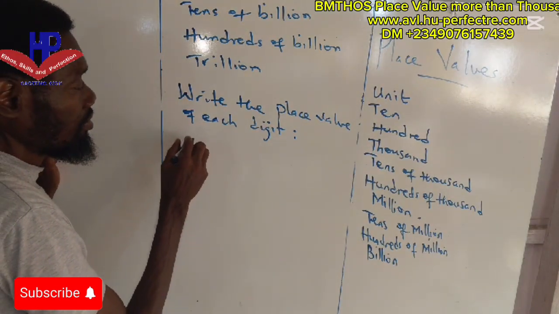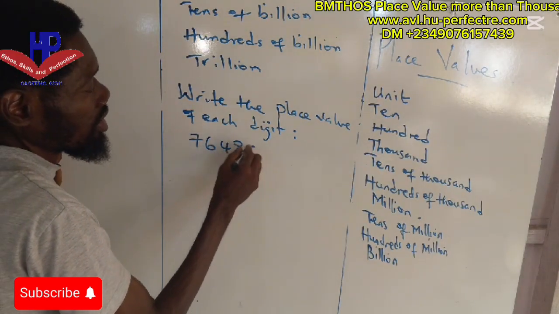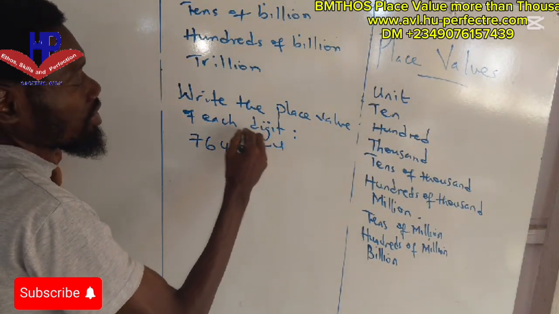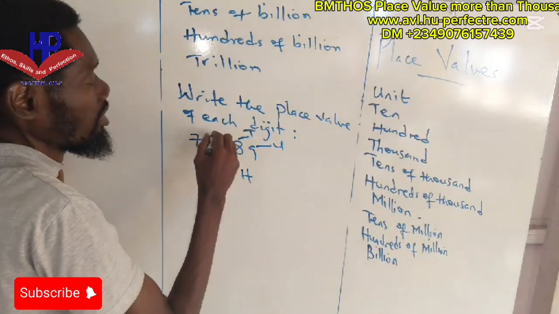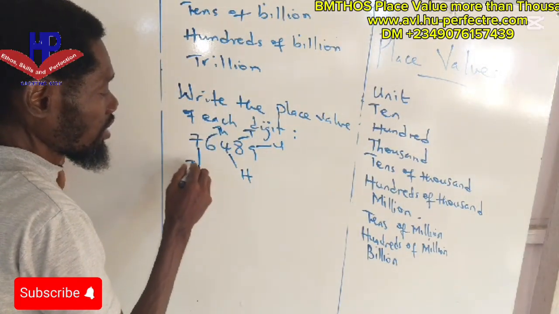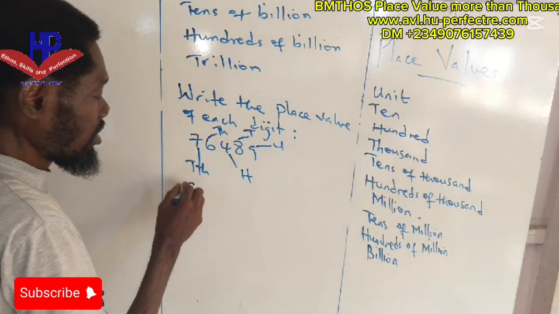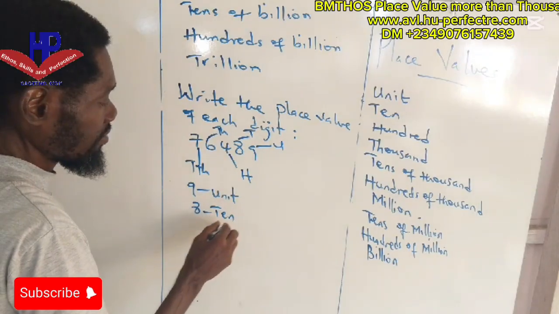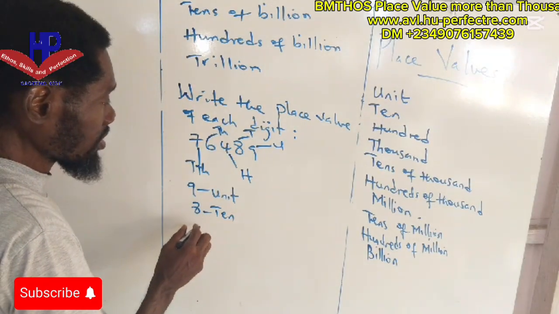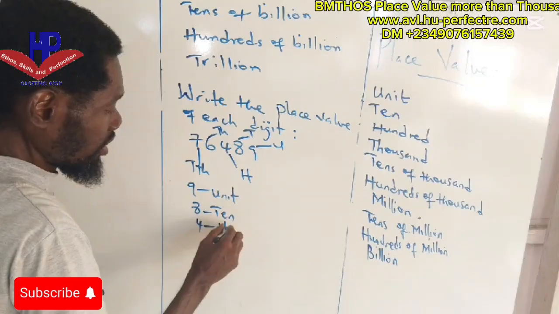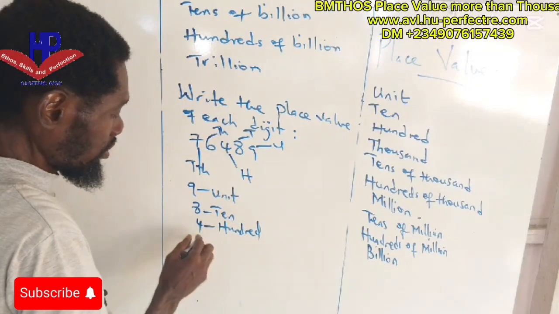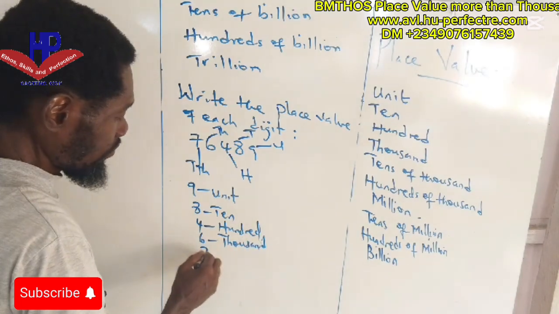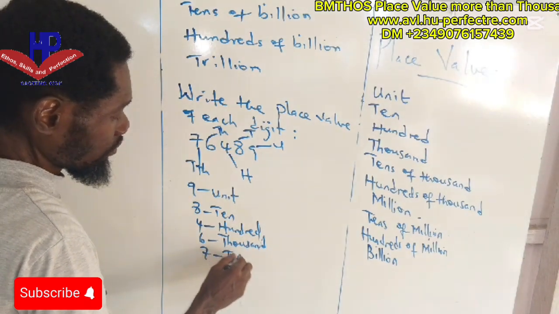So you have 76489, and you're asked to write the place value. Here is your unit. Here's your tens. Here's your hundred. Here's your thousand. Here's your tens of thousand. So you write them out. 9 is unit. 8 is tens. 4 is hundred. 6 is thousand. And 7 is tens of thousands.